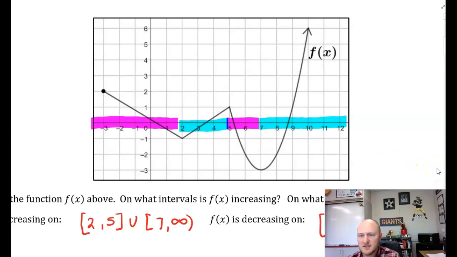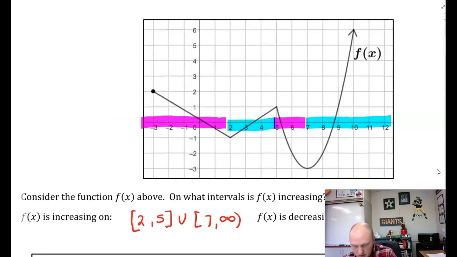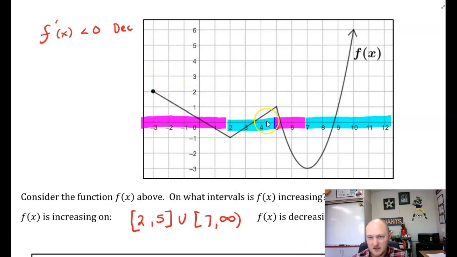Okay, hopefully you paused the video. What I hope you observe is that a function is decreasing when it's going down, or where f prime of x is negative. That's going to be decreasing. Now, I know a function is increasing when it's going up. It has a positive slope. So f prime of x is greater than 0. That's an increasing interval.